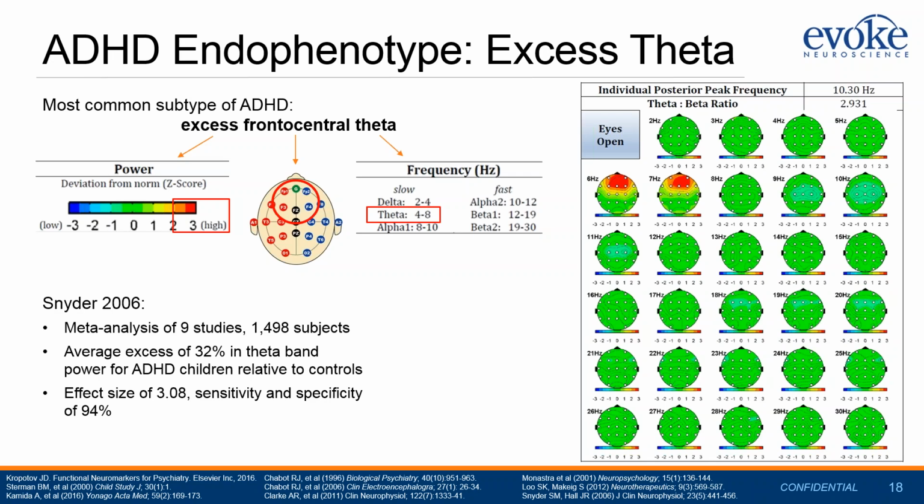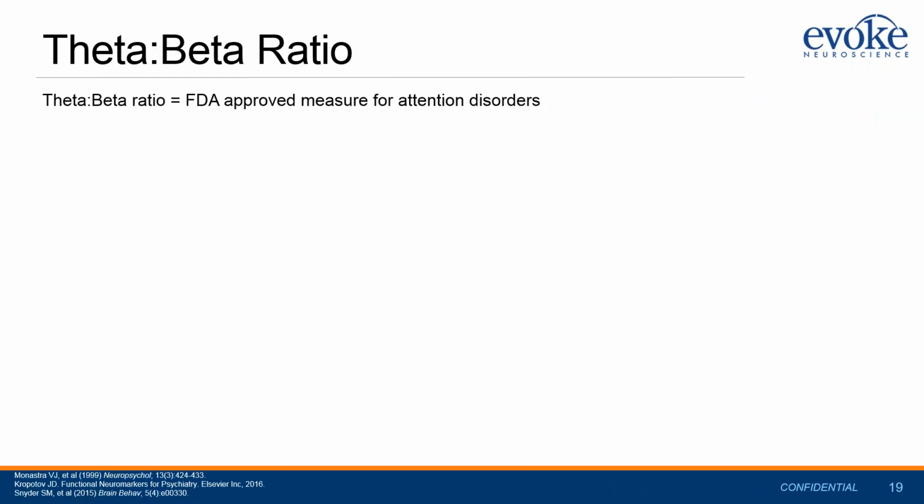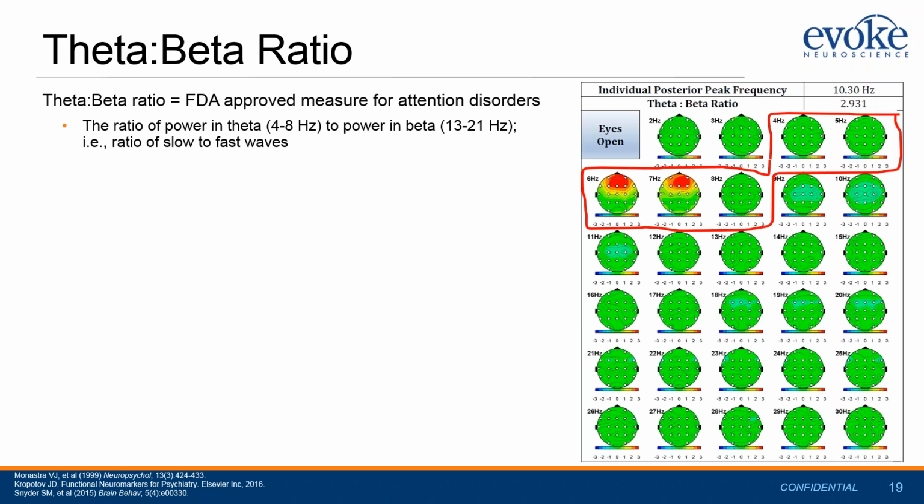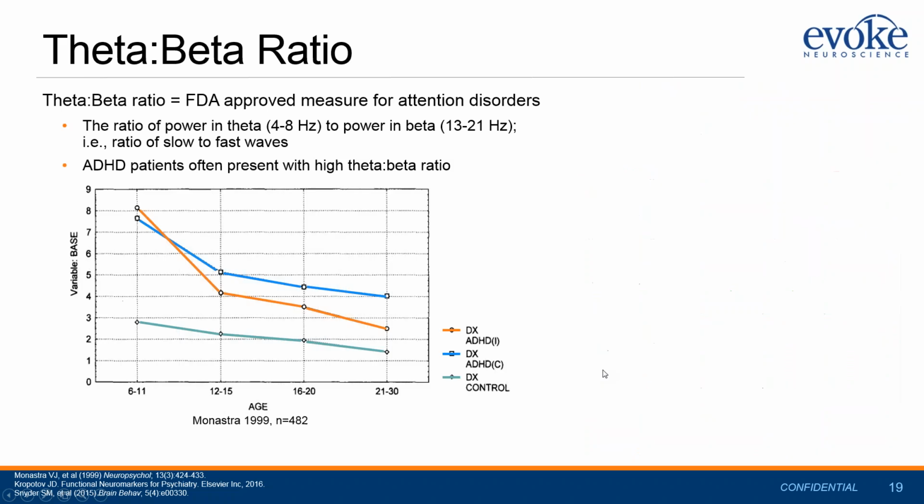Now, oftentimes when we see this excess frontal-central theta, we'll also see a really high score on theta-beta ratio. Now, this theta-beta ratio is an FDA-approved measure for attention disorders. And it's just looking at the ratio of power in the theta band compared to power in the beta band. So it's the ratio of slow waves compared to fast waves, because remember, our theta band is here in our slow waves, and our beta band is here in our fast waves.